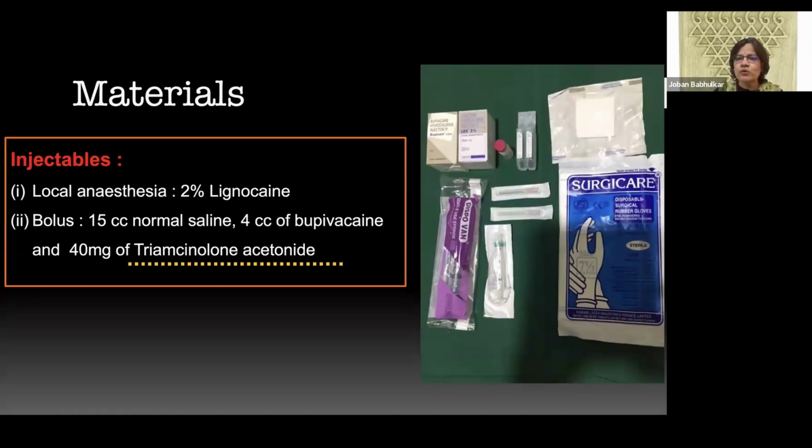What do you use? So we use local anesthesia, usually 2% lignocaine. And then we inject a bolus. What is that bolus made up of? You take a 20 cc syringe, out of which you have 15 cc's of normal saline, sterile saline, about 3 to 4 cc's of Sensorcaine or bupivacaine, and 40 milligrams of triamcinolone acetonide.